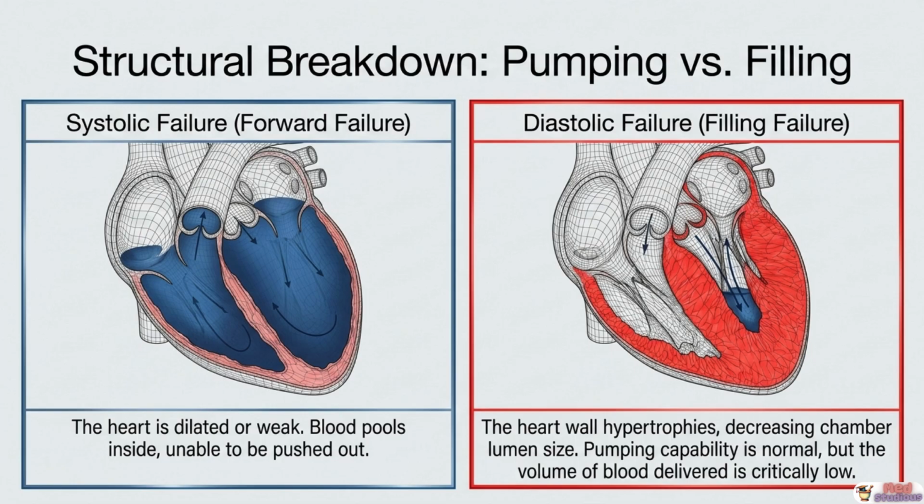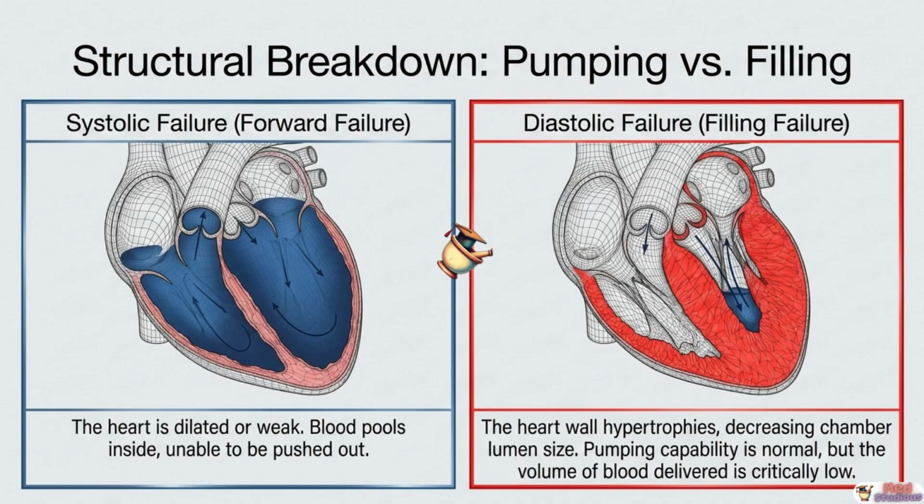Diastolic failure, heart failure with preserved ejection fraction, or HFpEF, is the filling failure phenotype. Here, the myocardium becomes hypertrophied and abnormally stiff. The wall thickens, reducing the chamber lumen size. During diastole, the rigid ventricle cannot relax and fill normally. The compliance is lost. The contractile mechanism itself may be intact, but because filling is severely restricted, the stroke volume delivered per beat is critically low.